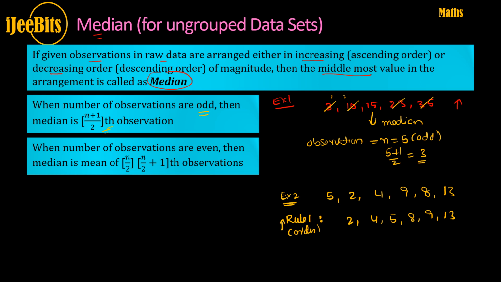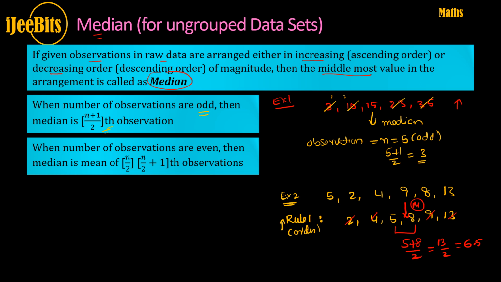Now what do you have to do? You have to sort it out. The simple technique is to cross off one by one: cross the leftmost and rightmost, leftmost and rightmost. Now I am left with two values. I can't cut these off; rather, I can average these two. So 5 plus 8 divided by 2. How much? 13 by 2, which is nothing but 6.5. So a central value between 5 and 8 would be your median.